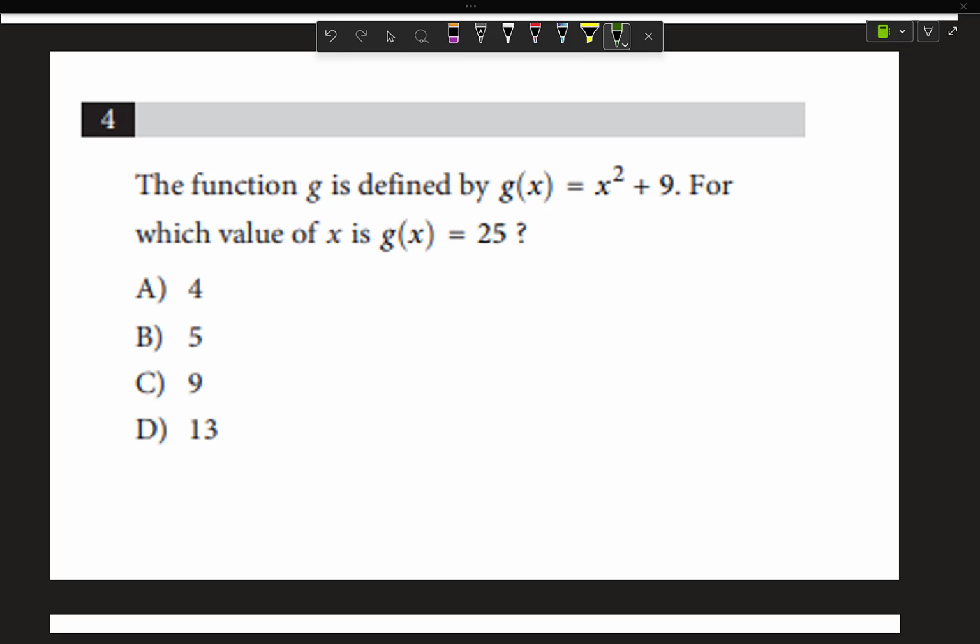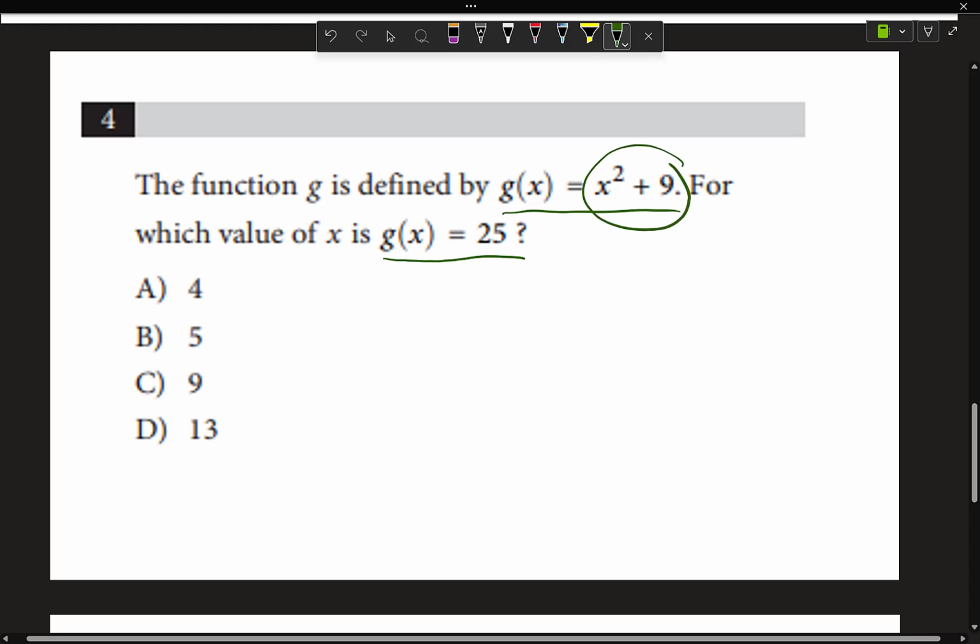Question 4, the function g is defined by g of x equals x squared plus 9. For which value of x is g of x equal to 25? You'll notice they tell us g of x is equal to 2 different things in this problem. It's equal to x squared plus 9, and it's equal to 25. So if g of x is equal to both of those things, by the transitive property, we know those 2 things are equal to one another. So that's the mathematical equation we're trying to solve.